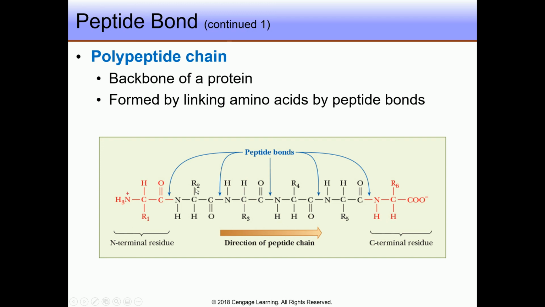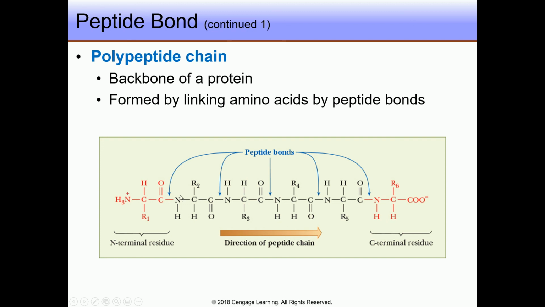This is the second amino acid. This is the amino group. This is the carboxyl group. This is the R group. This is the hydrogen group. So now this is one amino acid. This is the second amino acid.